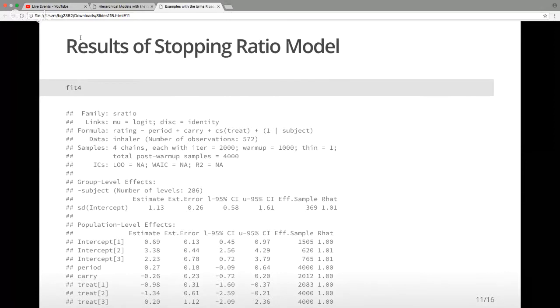If we do the print for fit 4, which was estimated using the stopping ratio approach to ordinal models, we get similar stuff here, but we have treat 1, treat 2, treat 3. This first one is the treatment effect of going from category 1 to category 2. The second treatment effect is how much the treatment influences your log odds of going to category 3 instead of stopping in category 2. And then the last one is for the last category.